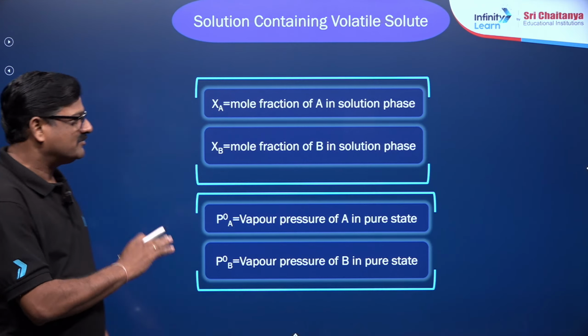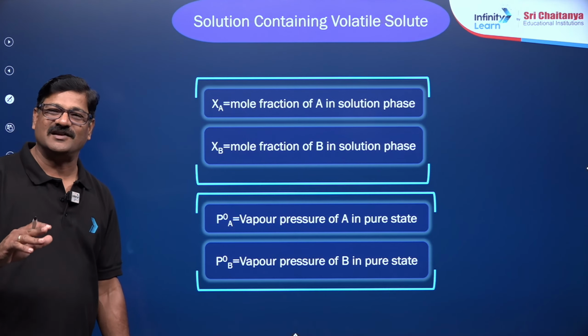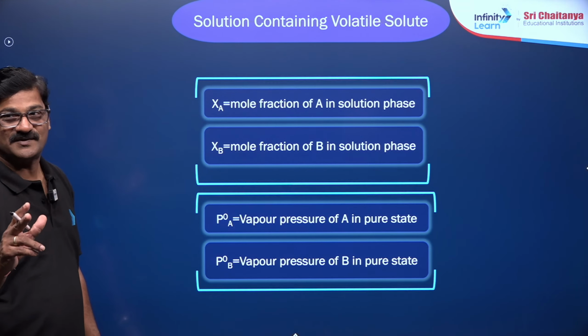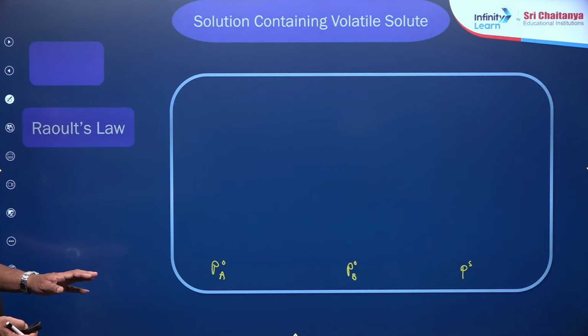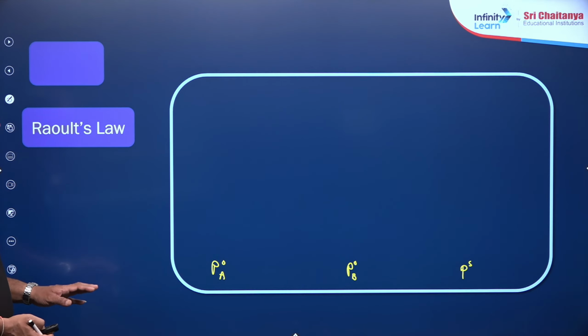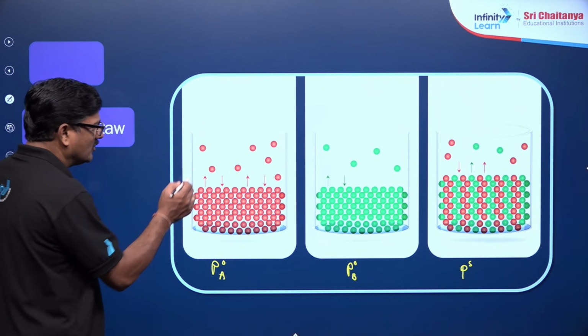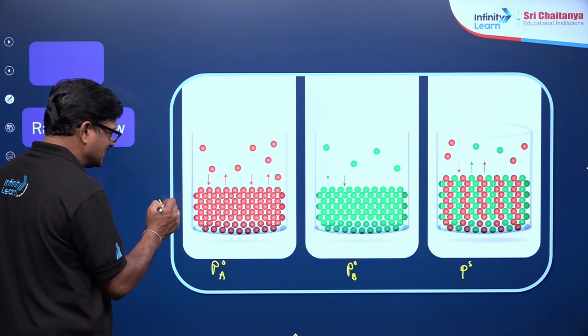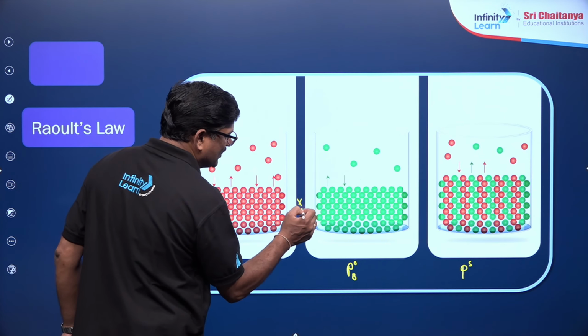I am going to explain by animations, technically, theoretically, and I am going to give you tricks for that also. So let's say XA is the mole fraction of A. You have the mole fraction of A, that is called XA. You have the mole fraction of B, that is called XB.